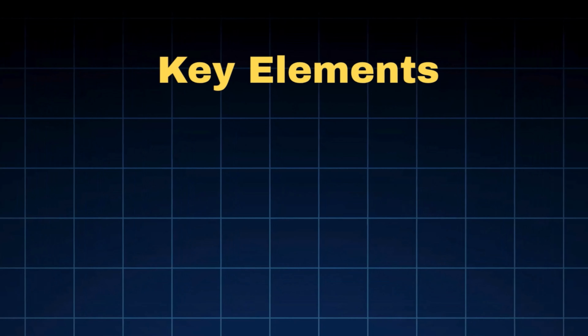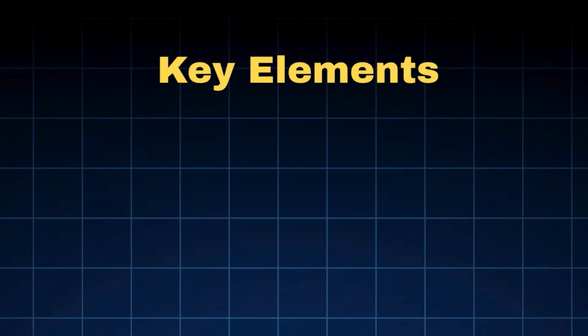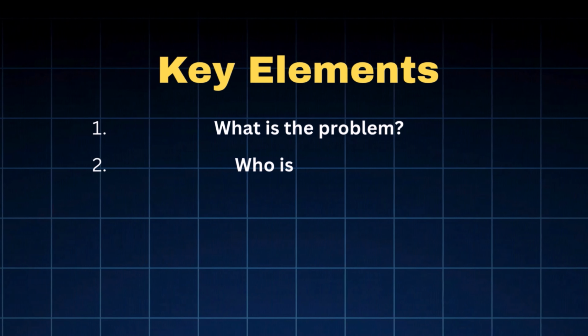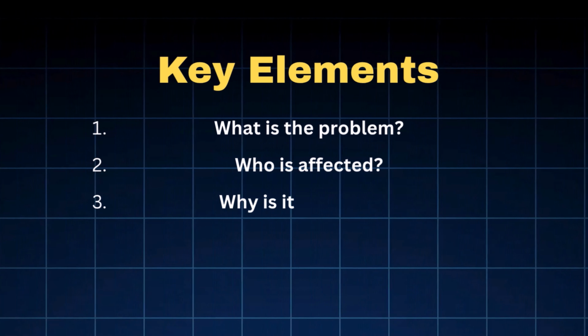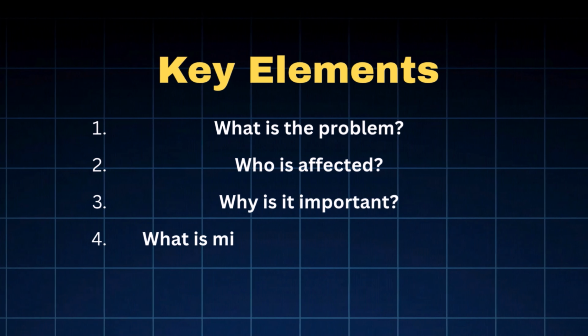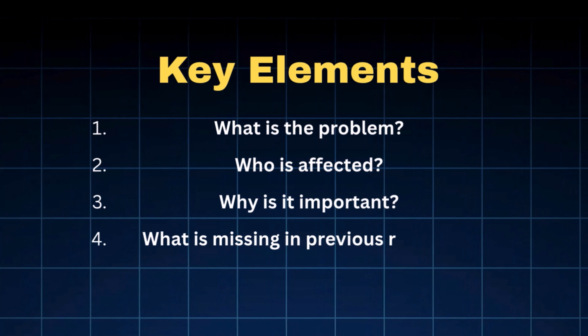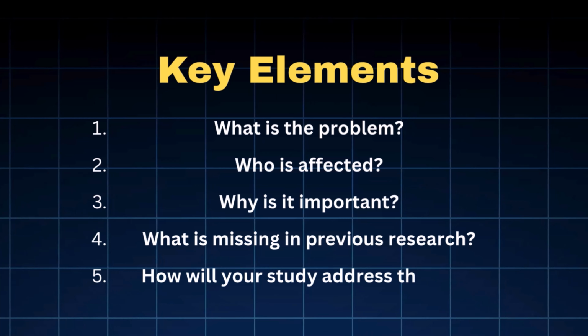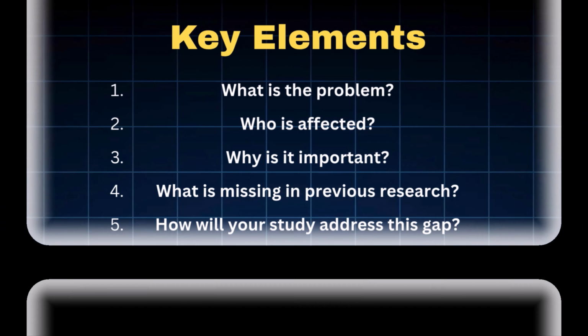A strong research problem should answer 5 questions. What is the problem? Who is affected? Why is it important? What is missing in previous research? How will your study address this gap? If your paragraph answers these questions clearly, you're on the right track.